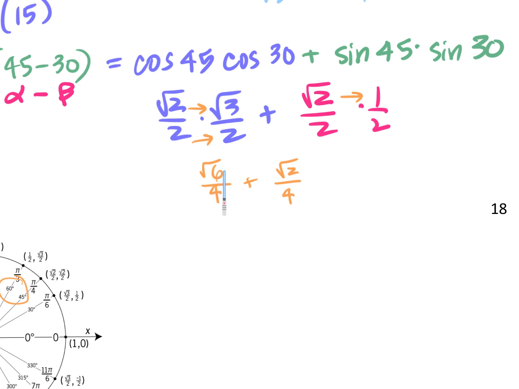Root 6 is like an x. Root 2 is like a y because they don't have the same root. We would just say x plus y is just x plus y. So I'm going to say root 6 plus root 2 all over 4. That's my final answer.